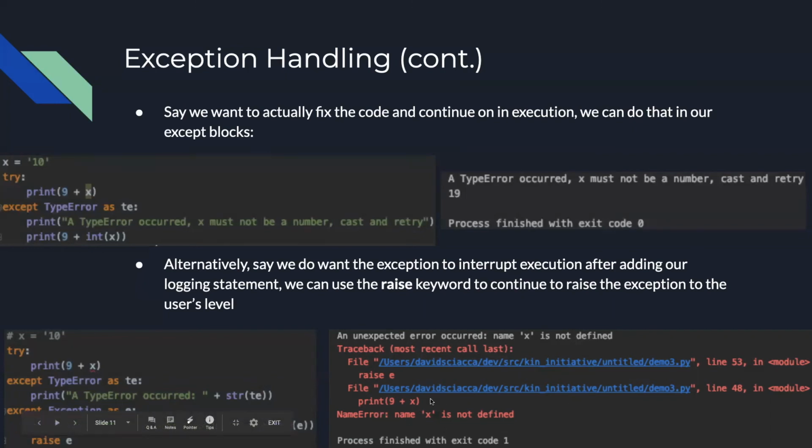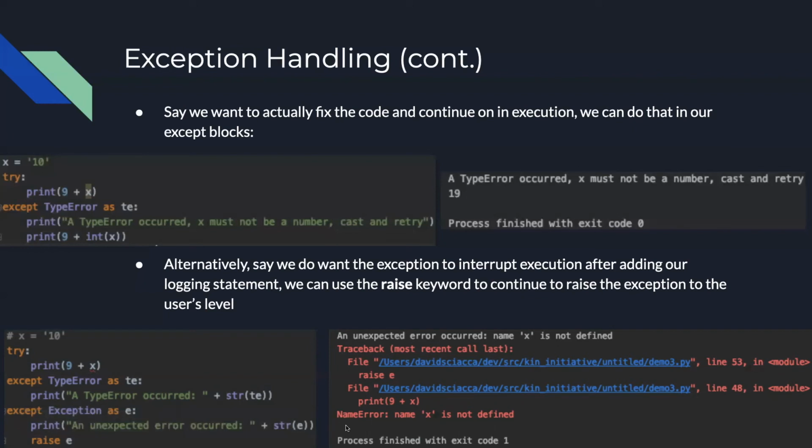So this is telling me that I raised the exception on line 53, but the exception originally occurred on line 48, which is up here where I was trying to print 9 plus x without first defining x because I've commented x out up here. So it's not actually defined in my program. And we get exit code 1 here because it wasn't a successful execution. We did in fact get an error that was raised to the user's level. It wasn't handled or anything. And that would stop the execution of our program.